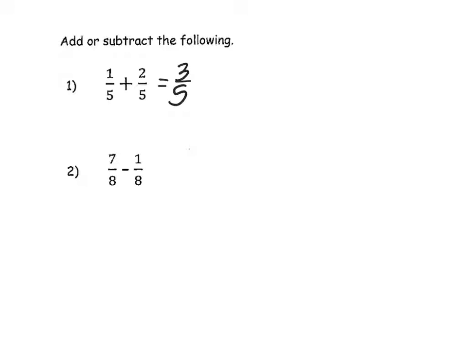6 over 8. If you can reduce a fraction, you always reduce a fraction. Now, let's review this because some of you missed it on the quiz. Okay, what number goes into 6 and 8? It has to be the same number on top and the same number on bottom. 2. 2. So here's how you write it. You divide by 2 on top and you divide by 2 on bottom.